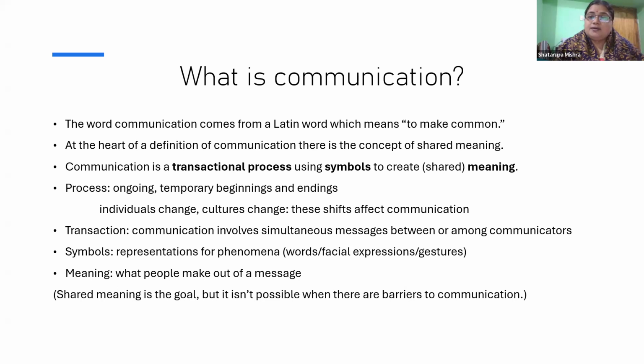So we come to the last word now, and that is meaning. What is meaning? What people understand, what people make out of a message. And you will notice that in that definition, the word shared is within brackets. Why have I kept that word in brackets? Because shared meaning is the goal of any communication, but we may not always achieve that goal, which means communication may be successful, it may not be successful. It is not successful when the meaning is not shared, which means what I want to tell you, if you don't understand that, then the meaning is not shared. That means there are some barriers to communication. There are some things which don't allow communication to be successful, and we call them barriers.